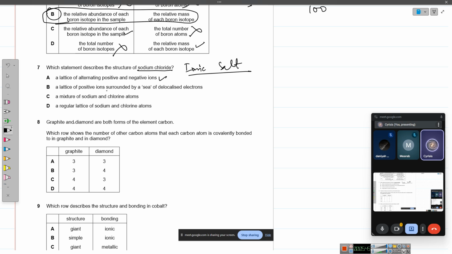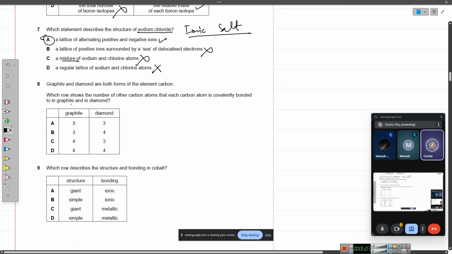A lattice of positive ions surrounded by a sea of delocalized electrons, that would be a metal. A mixture of sodium and chloride atoms? No, mixture means physical, right? A regular lattice of sodium and chlorine atoms? No, they're not atoms, they're ions, right? So A is your answer, right? Again, elimination, right? Even though I knew the first answer, right?